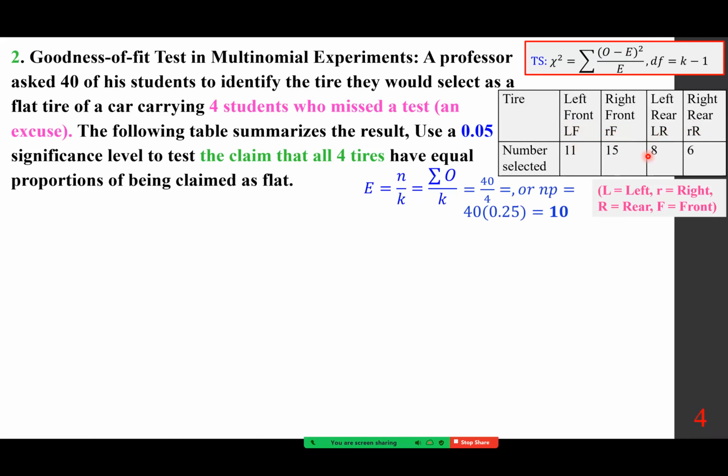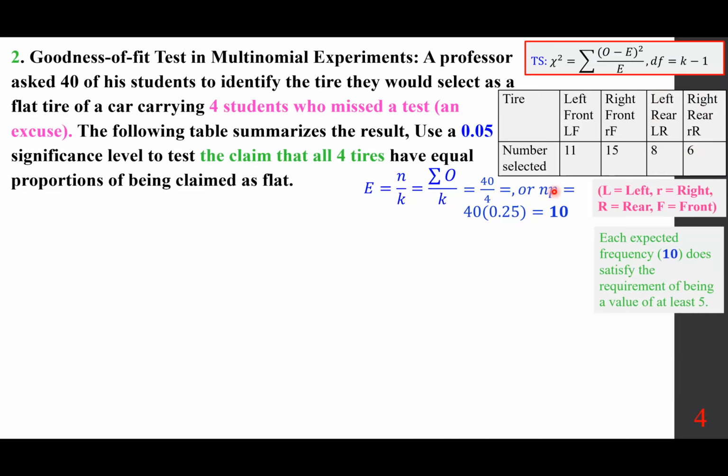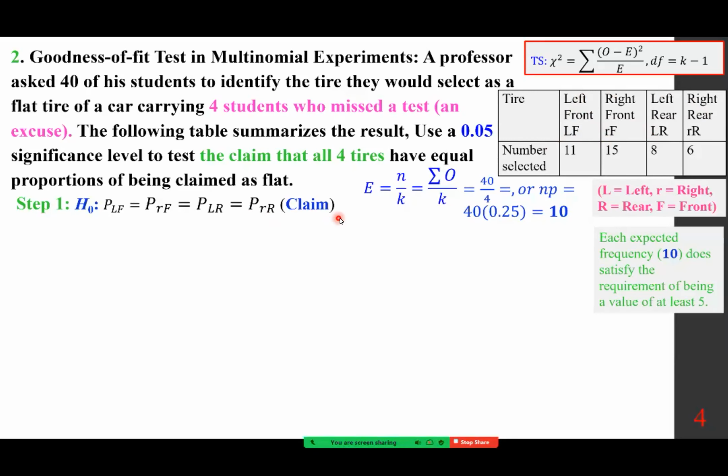11 plus 15 plus 8 plus 6, they become 40. There are 4 categories, so 40 divided by 4, or you can say 40 times 0.25, the proportion we are assuming for equality, that means 0.25 or 25%. So the expected value is 10. Each expected frequency of 10 does satisfy the requirement of being a value of at least 5. And we write H0: the probabilities of all those tires, left front, right front, and so on, are the same. And that is the claim.